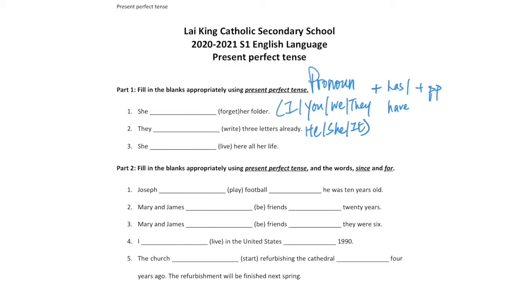So I will do the first question for you as an example. For part 1, fill in the blanks appropriately using present perfect tense. So question 1, she, and then the bracket, forget her folder. So obviously if we are using she as a pronoun, we are using has, and then the PP form of the verb, which is forgotten. So the answer should be she has forgotten her folder.